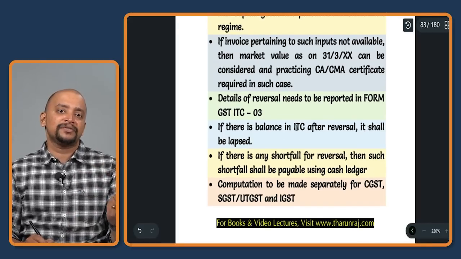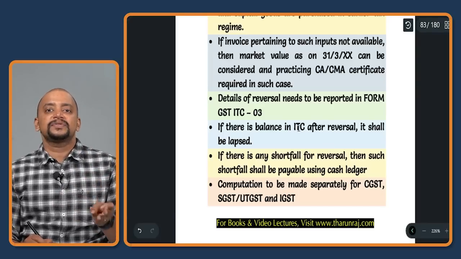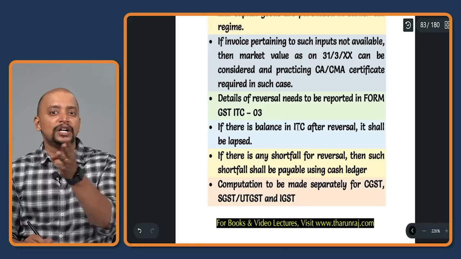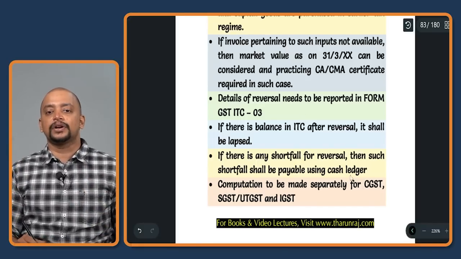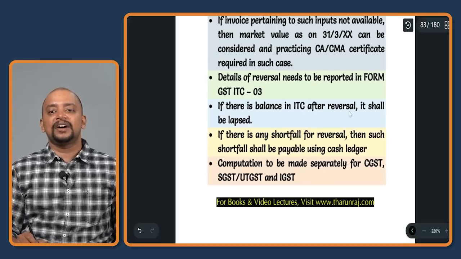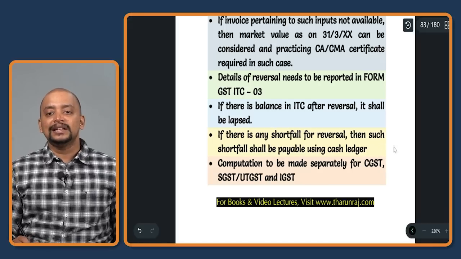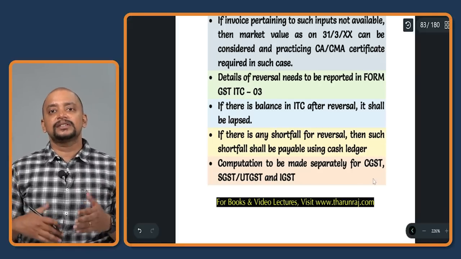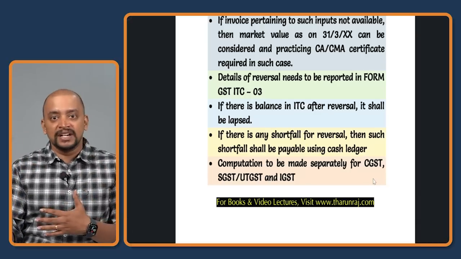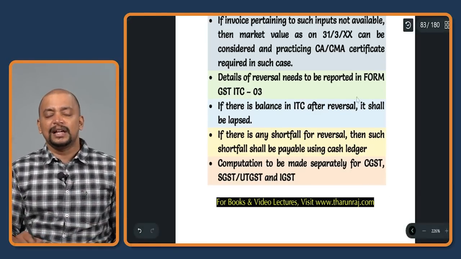ITC 1 is for availment of ITC on closing stock, ITC 2 is for transfer of ITC, ITC 2A is for transfer of ITC in case a single registration is split into multiple registrations, and ITC 3 is for reversal of ITC on closing stock. If there is a balance in ITC after reversal, it shall lapse. And if there is any shortfall for reversal, then such shortfall shall be payable using the cash ledger. Suppose there is no shortfall, we will reverse, and what happens to the balance in ITC? The balance in ITC shall lapse.